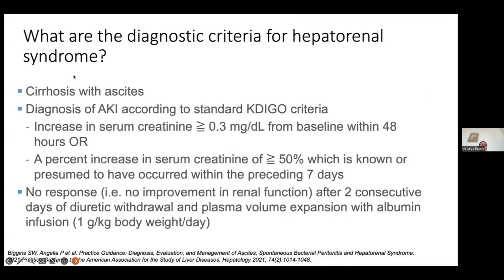Diagnostic criteria are cirrhosis plus ascites. And then the standard KDIGO criteria for diagnosing AKI: increase in serum creatinine of more than 0.3 from baseline within 48 hours, or increase in serum creatinine of 50%, which is known or presumed to have occurred within the preceding 7 days. And no response, no improvement in renal function after 2 consecutive days of diuretic withdrawal and plasma volume expansion with albumin. Usually we give 1 gram per kilogram body weight per day.